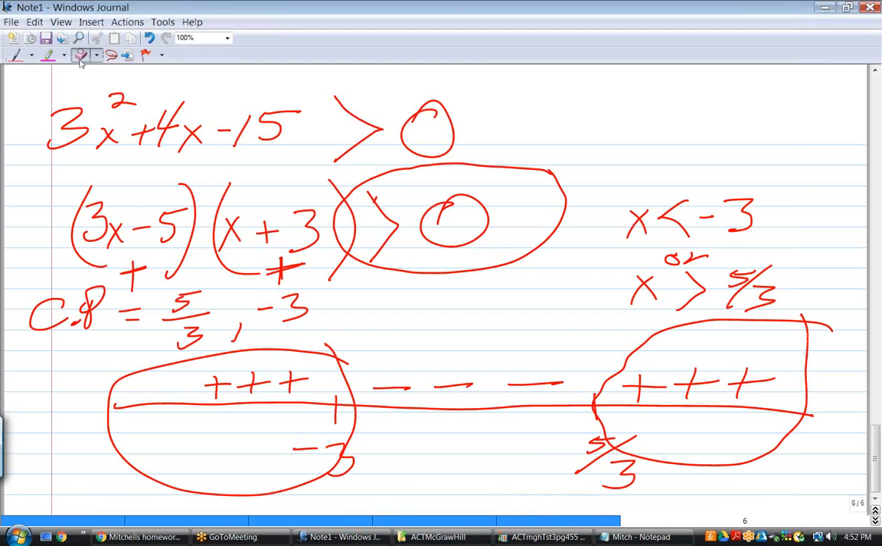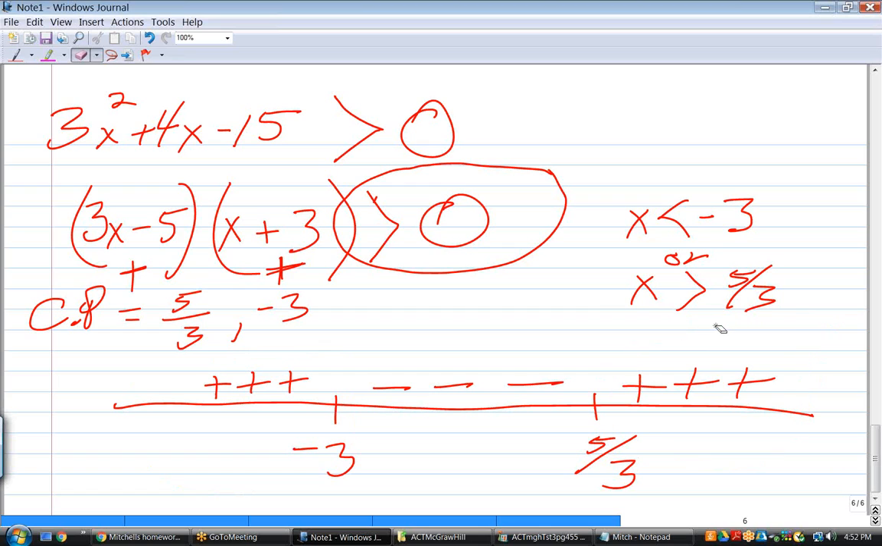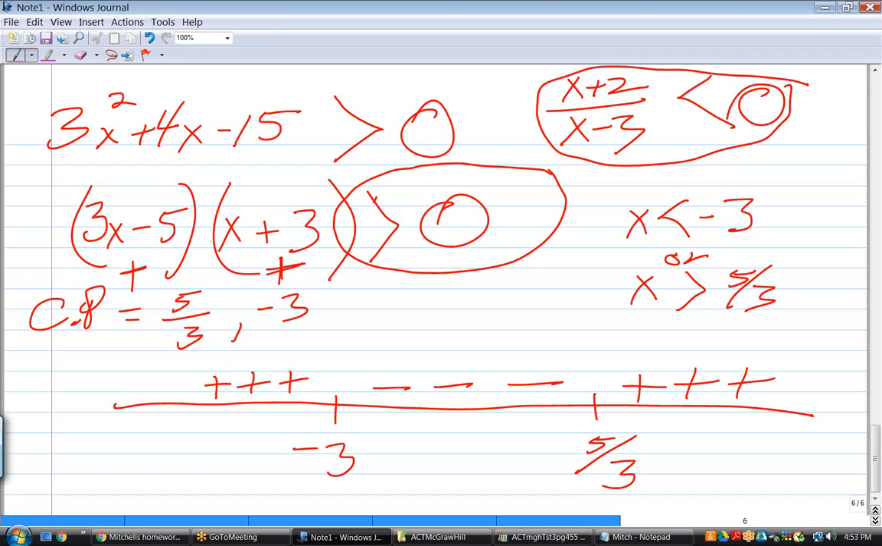That's an obscure thing in pre-calc. Have you done line charts? No. Because these aren't that hard, but if you have a quotient, let's say I told you (x + 2)/(x - 3) is less than 0. Well, you've got to use a line chart to solve that. There's no algebraic way to do it. You have to use a line chart, okay?